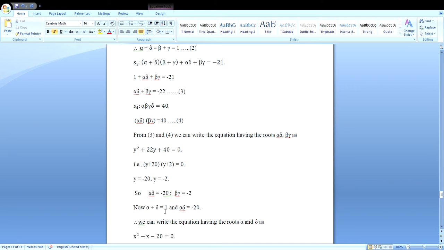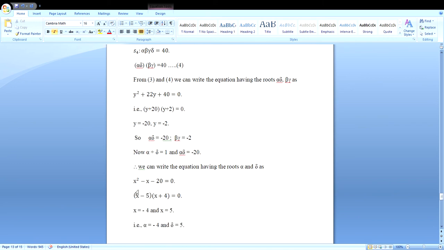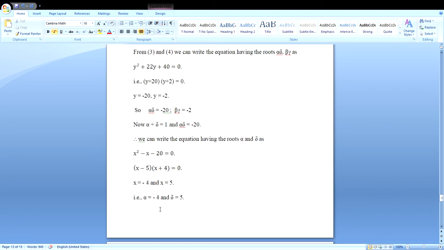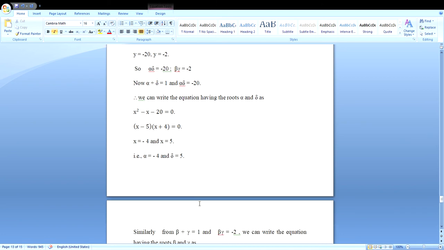Now alpha plus delta is the sum of the roots alpha and delta, and alpha delta is the product of the roots. Therefore, we can write the equation having the roots alpha and delta as x square minus x minus 20 equal to 0. Factorizing this, we can write x minus 5 into x plus 4 equal to 0. That is x equal to minus 4 and x equal to 5. That is alpha is minus 4 and delta is 5.